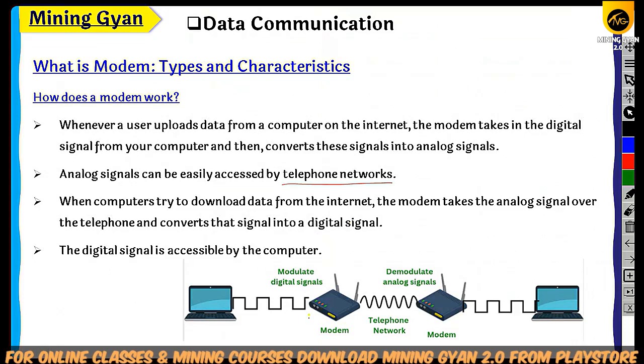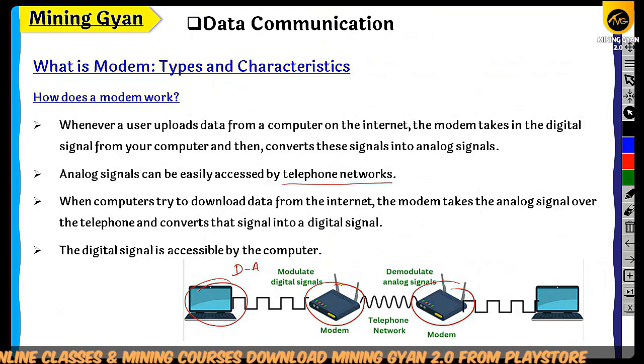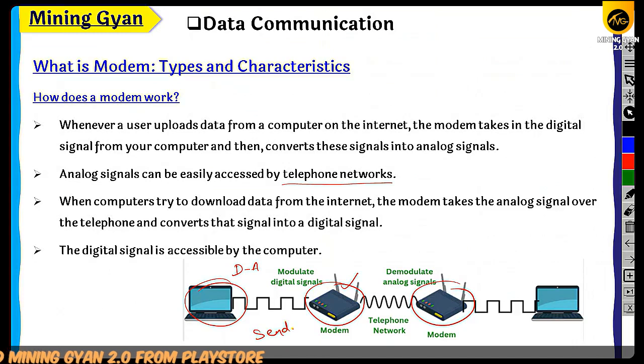So you can see that there is one computer and modem 1, and there is modem 2. Suppose this modem is used to modulate the digital signal, so it converts the digital signal into an analog signal. This is the modulator. Now it uses the telephone network to transfer the data from the sender to the receiver. This is the receiver end.